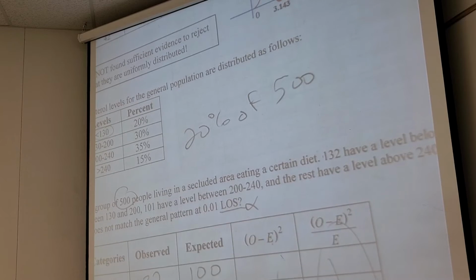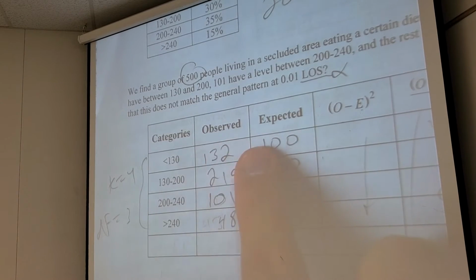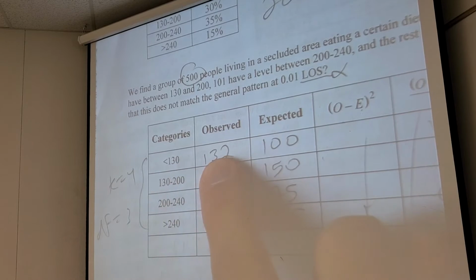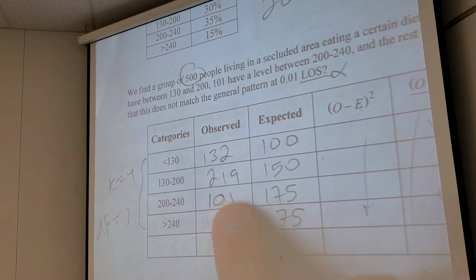Are the people on this island healthier or less healthy? Healthier. Yeah, because their levels are lower, right? You want higher low levels and lower high levels.